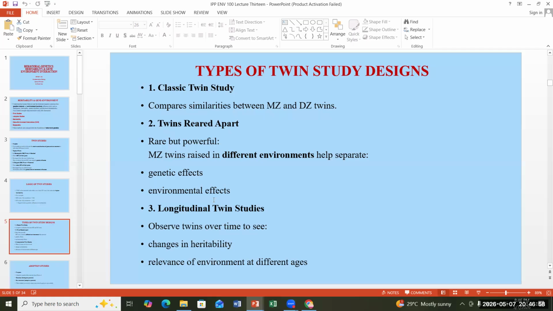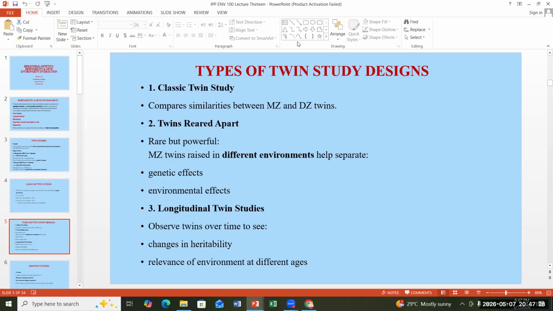For example, if we are talking about two identical twins, they have 100% similarity in their genetic makeup. If they are reared apart and raised in two different environments, we will say the difference in the behavior of the individuals is solely due to the environment, because they have 100% similar genetic makeup.